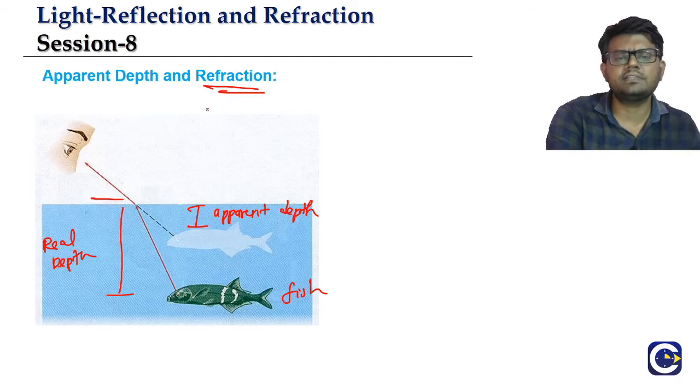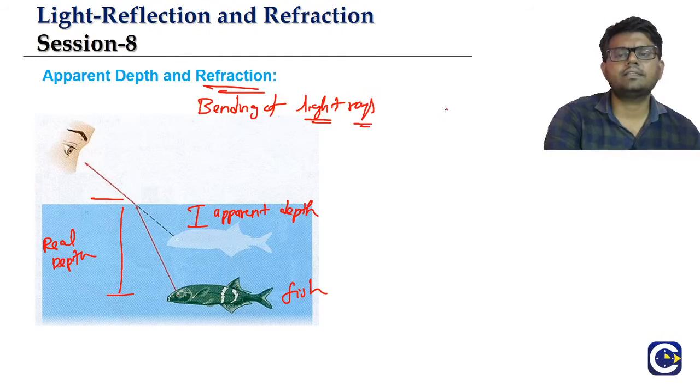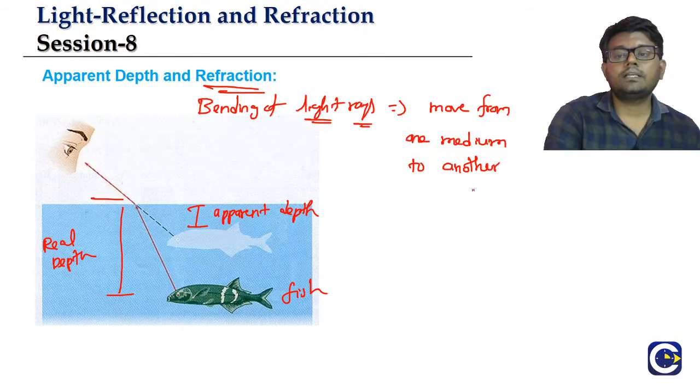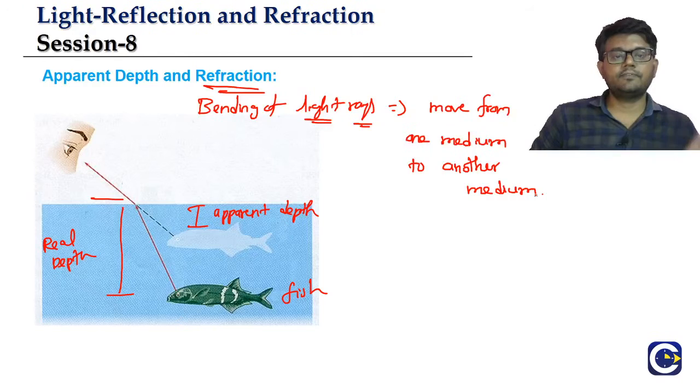Refraction is the bending of light rays when the light rays move from one medium to another medium. That is what we put as refraction. The concept of refraction is that if the light rays are moving from one medium to another medium, then we will see that there is going to be bending of the light rays.